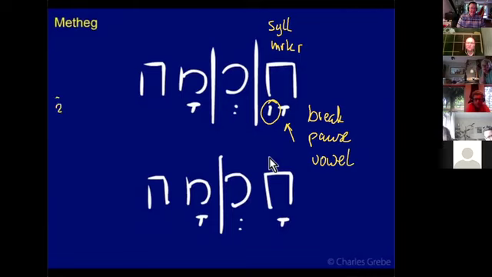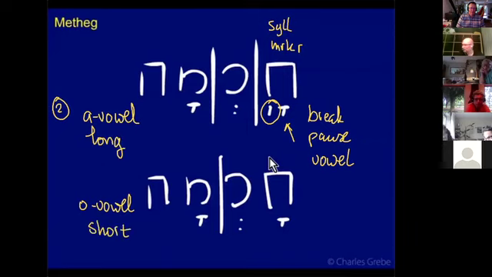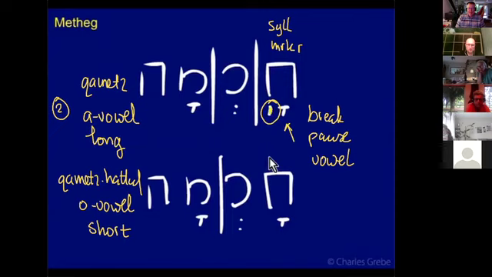So the second reason, it distinguishes between the A vowel and the O vowel. The A vowel long and the O vowel short. This is the kamet, and this is the kamet chatuf. So it tells us when this marker, this little metech friend, is there, your vowel needs attention. So it becomes long.